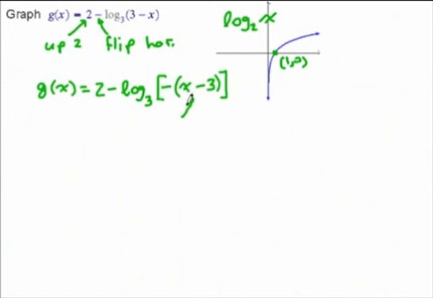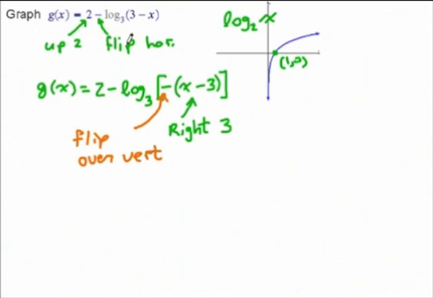So that's telling us that this graph is going to go right 3 because it's a negative 3 inside the parentheses. Alright, so we know we have to go up 2, we have to go right 3, we have to flip over the horizontal, and one last thing. This negative on the inside, affecting the x term, is going to flip this thing over the vertical. So we're going to have 2 flips here, one over the horizontal line, one over the vertical line.